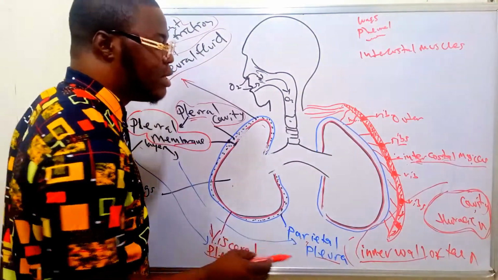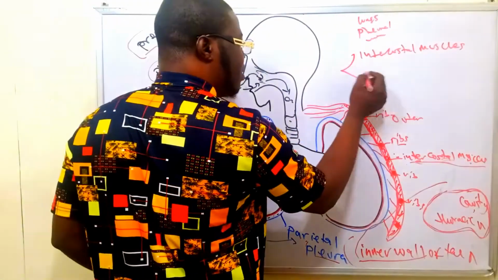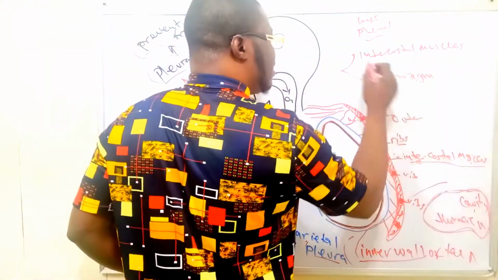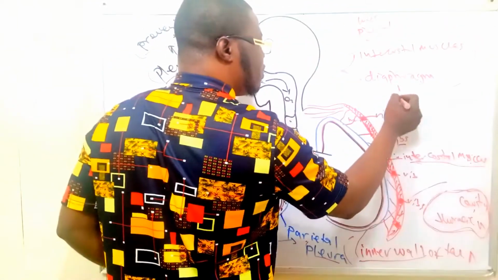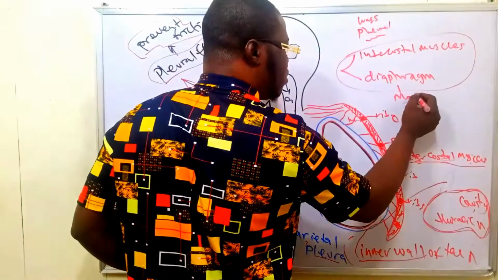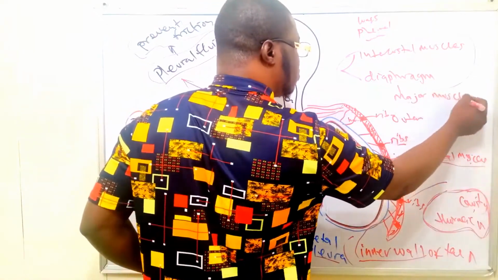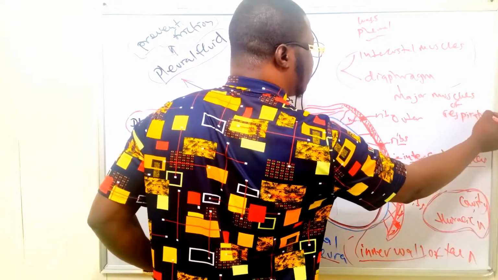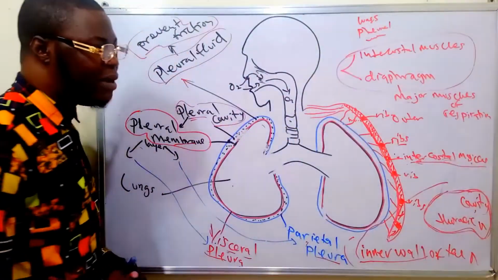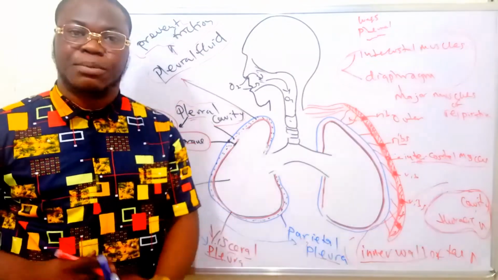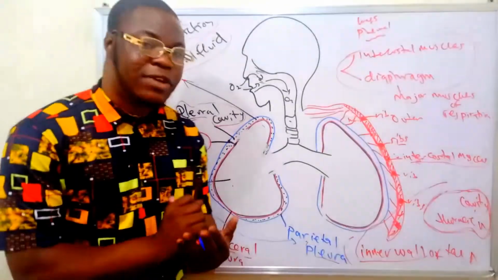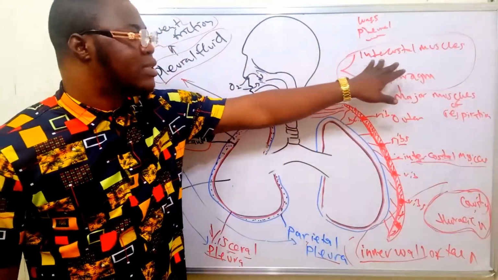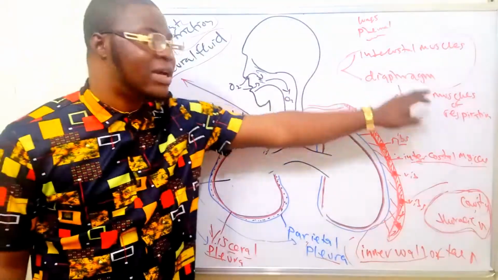What I want you to know is that this muscle, coupled with another structure called the diaphragm, are the major muscles of respiration. We have other muscles of respiration like the scalene muscles and the abdominal muscles, but the major muscles of respiration are the intercostal muscles and the diaphragm. Now you know what the intercostal muscle means. Then what about the diaphragm?